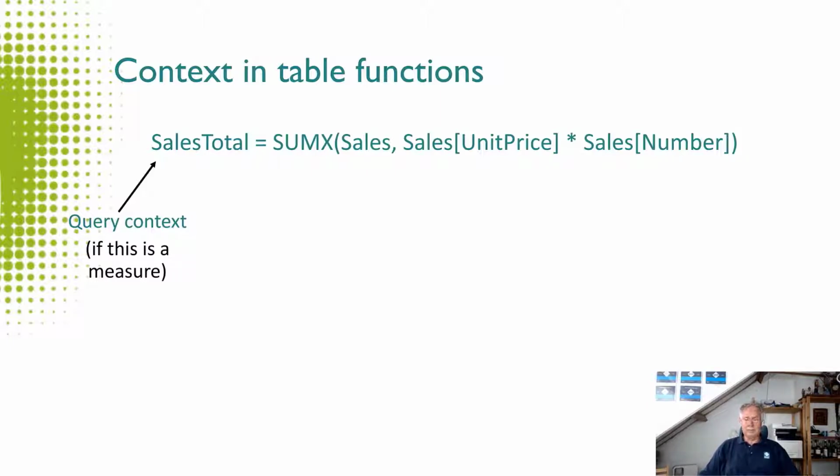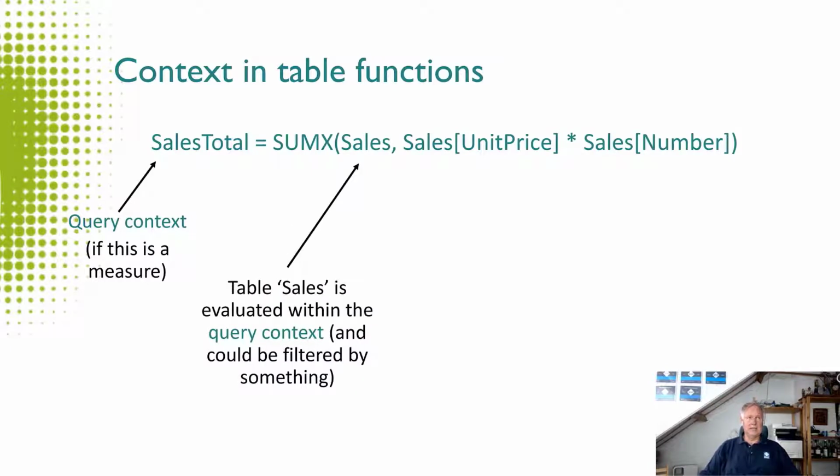So the next part is that I look at my sales. And the sales again is also executed in the query context. And that could be filtered with something. So if I say, for instance, my sales where my sales amount is larger than 100, then only those sales will be used in my calculation. Again, this dynamically filtered table is so powerful.